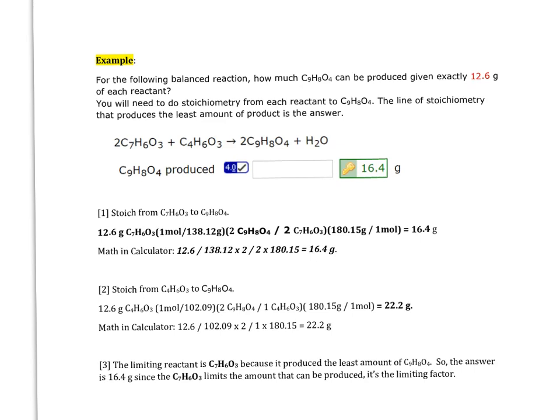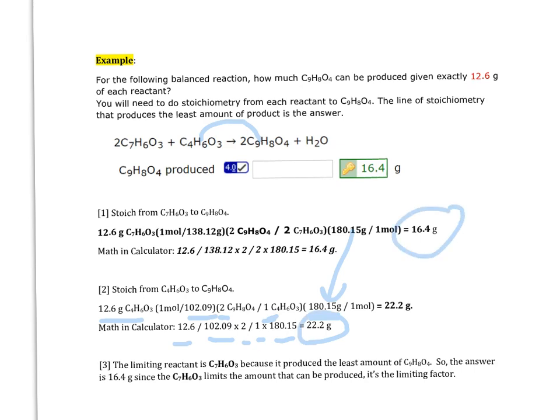Now we need to do the stoich from this one to that one. We'll start with 12.6 grams of that, because that's what it said we started with. We'll divide by the molar mass of the C4H6O3. We'll multiply by the mole ratio, which is 2 to 1, and then we'll end by changing moles to grams with the molar mass of, it's still that same number. So my calculator, 12.6 divided by 102.09 times 2 divided by 1 times 180.15 gives us 22.2.